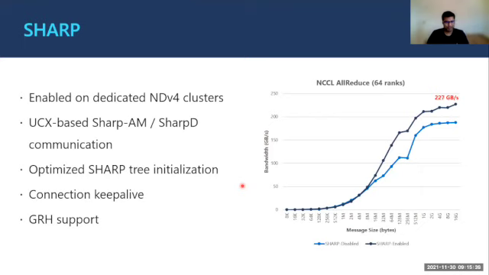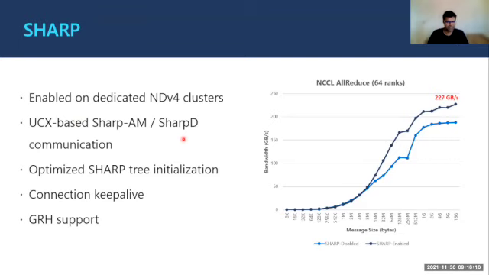The next one is SHARP. SHARP is currently not enabled on all the clusters, mainly because SHARP resources are constrained today for the HDR switches, right? But that's something that NVIDIA is addressing in the next generation. So currently we have enabled SHARP only on dedicated NDv4 clusters.